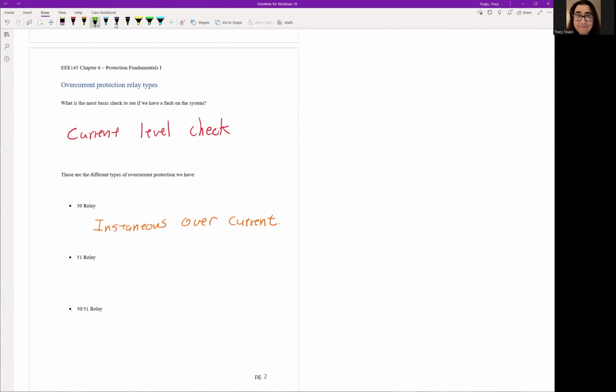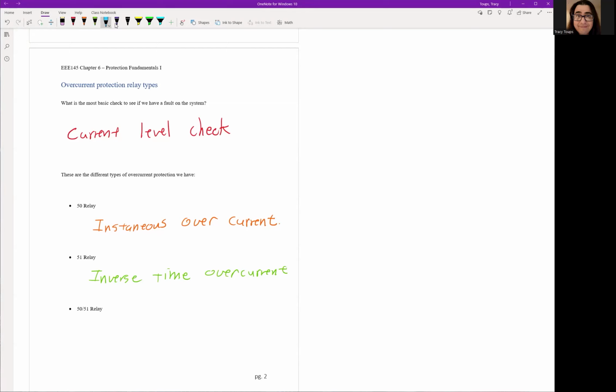A 51 relay, on the other hand, is called an inverse time overcurrent. So here you could think of, well, it's going to check overcurrent. It's going to probably have a timer, and this timer is going to be the inverse of current. When you think of inverse, it means opposite correlation. So most likely a very large current will have a very short timer, and a very small amount of current will have a very long timer, right? So it's not proportional, it's opposite, or inversely proportional. So we just call it inverse time overcurrent relay.